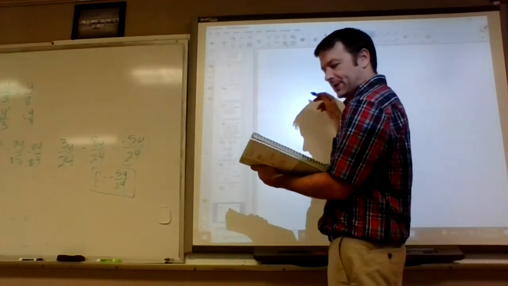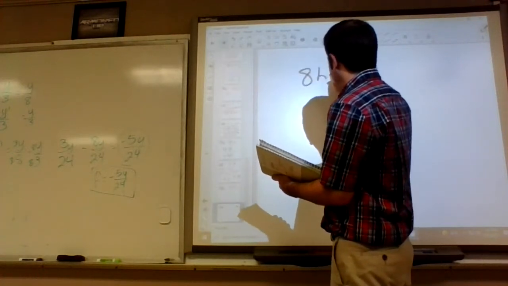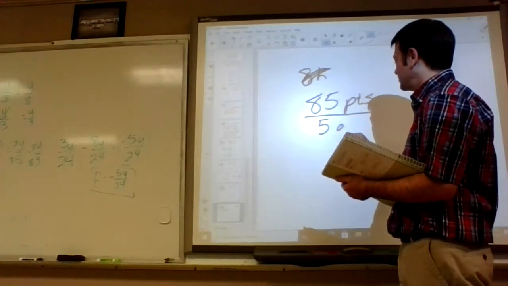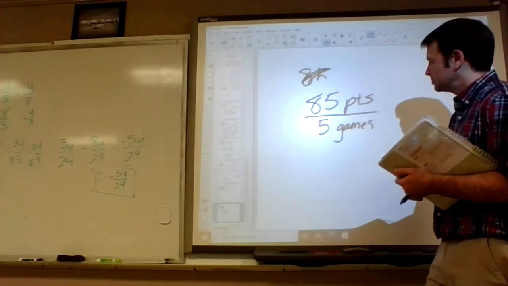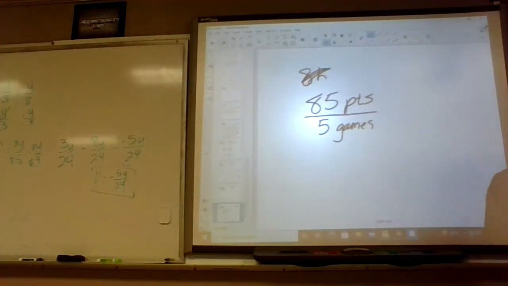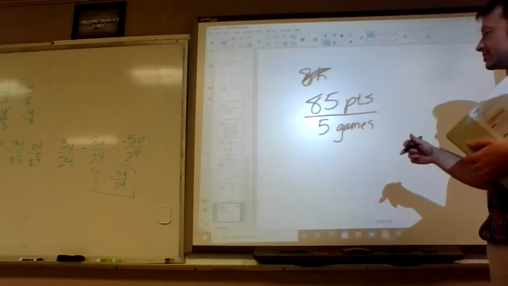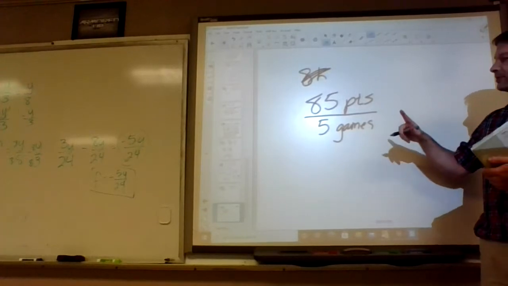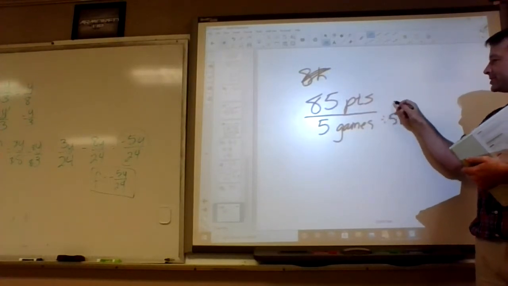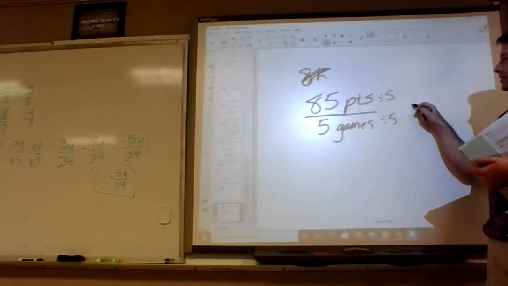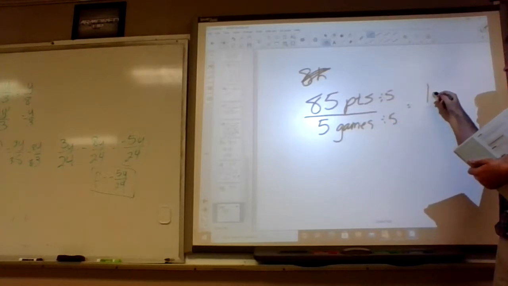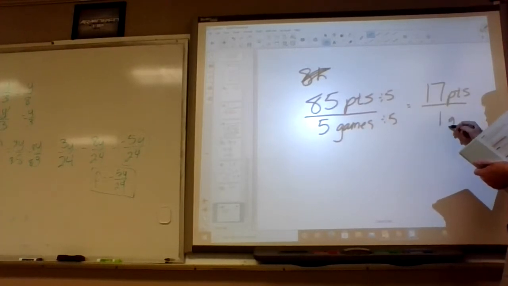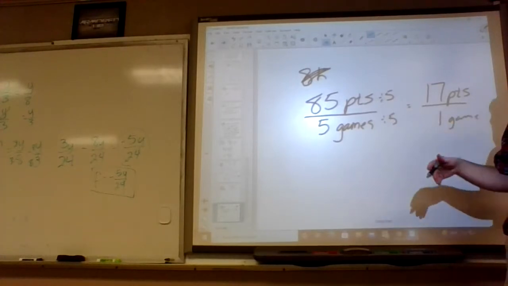On number 5, it says somebody scored 85 points in 5 games. We're supposed to write the unit rate. This is not money, but unit rate. Basically we want to know how many points they got in 1 game on average. How do we do that? It's kind of like reducing. You basically just divide by the 5. 85 divided by 5 is 17. 17 points in 1 game. That's the unit rate. You're getting 17 points per game.